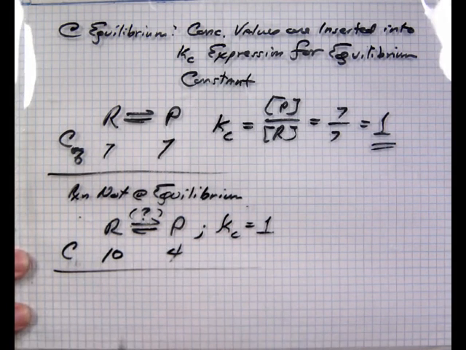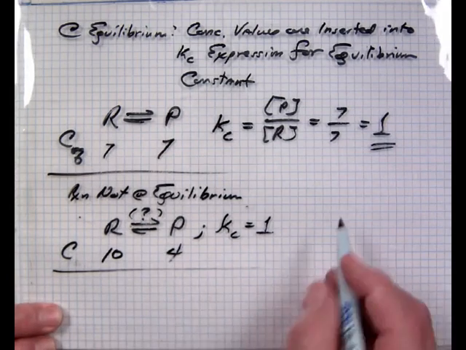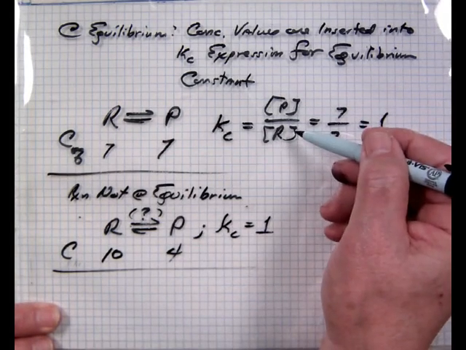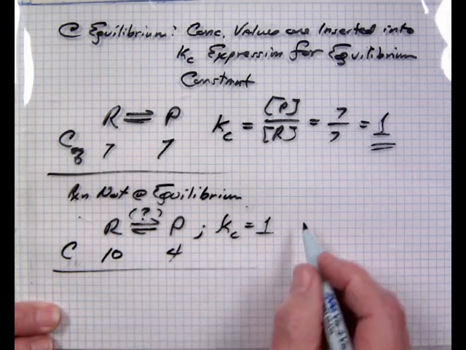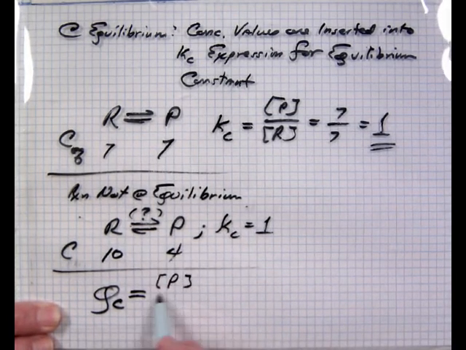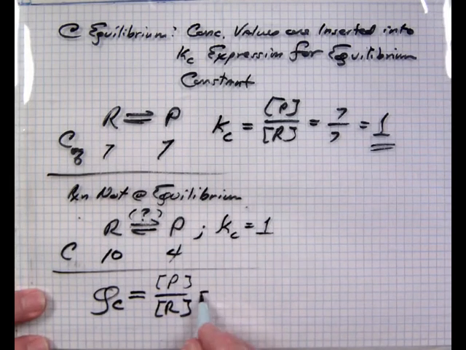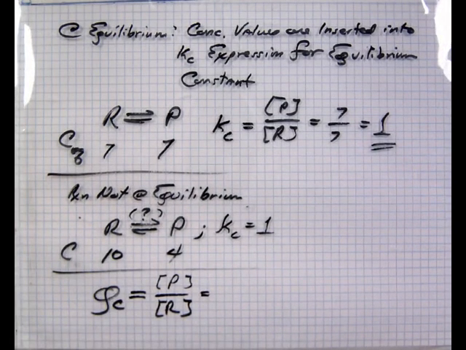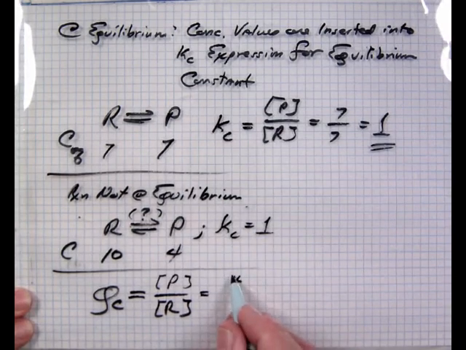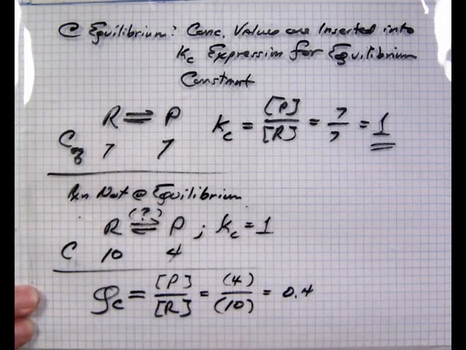So in this issue, we write Kc as products over reactants. Well, we do the same thing for a QC expression: products over reactants, and plug in the given numbers based on whatever the problem gives you. And in this case, the products turned out to be 4 over 10, which is equal to 0.4.